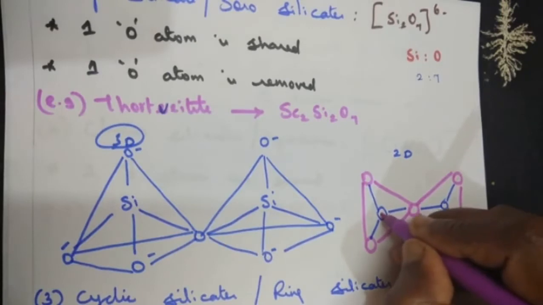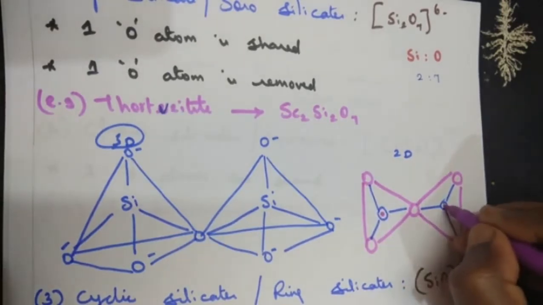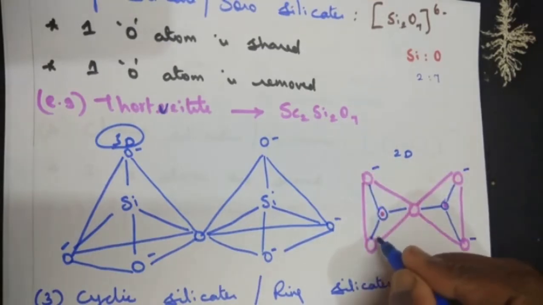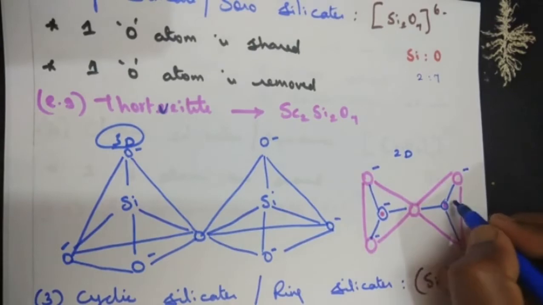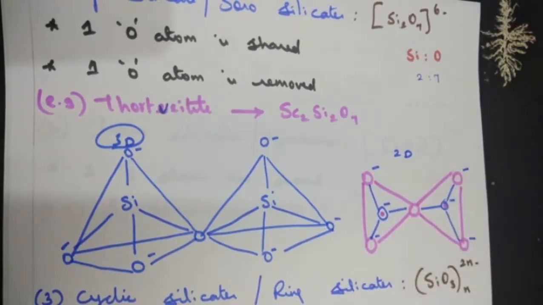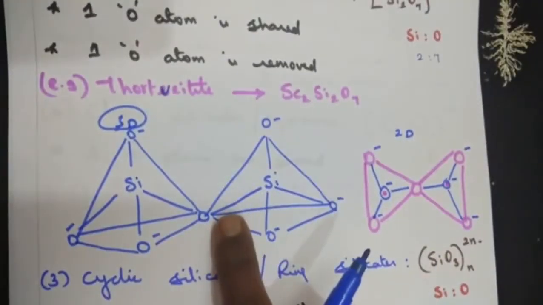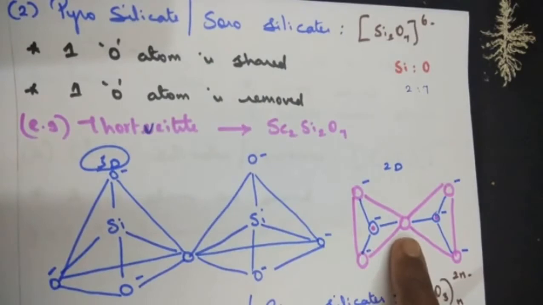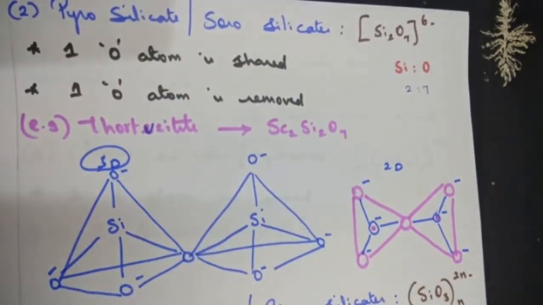Now each unit of oxygens is bonded to silicon. So here I have a silicon. What will be the charge of it? It will be 1, 2, 3, 4. The oxygen behind the plane has got a charge. So this will be the 2D structure of pyrosilicate, and this one the 3D structure of pyrosilicate. In both the structures it's the same concept. One oxygen atom is shared, one oxygen atom is removed.